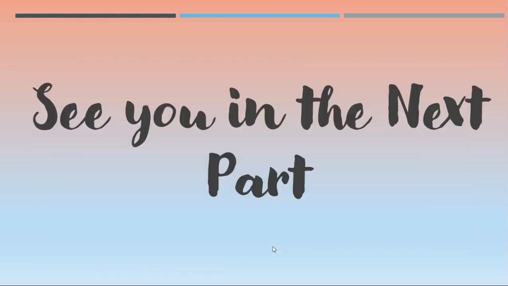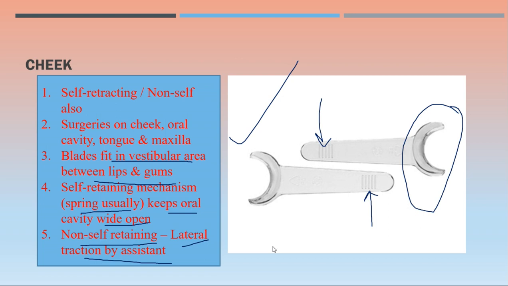Okay, cheek retractors. So that's all in this video. Regarding retractors, we have discussed two varieties, self-retaining and non-self-retaining. Blade at one end and blade at both ends, you will classify them, you will identify them yourself. One type of classification I have discussed.